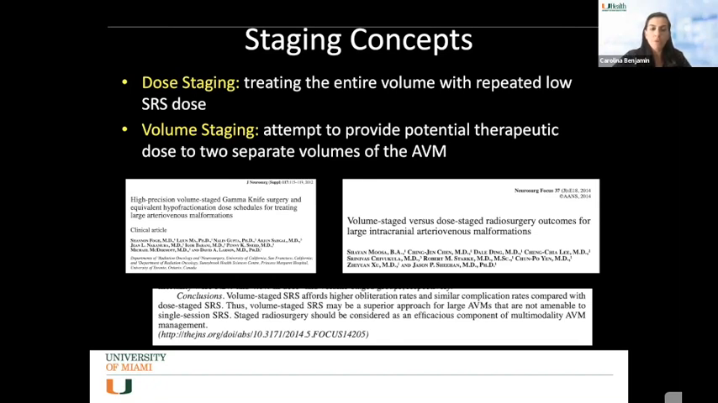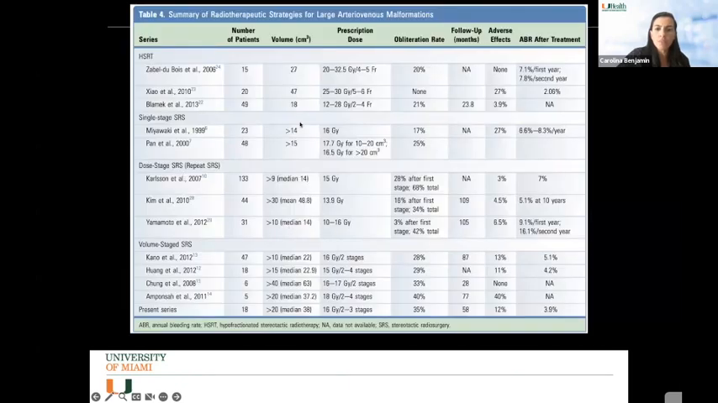So again, we don't really use this. I don't really use this dose staging. There tends to be plenty of data to support volume staging as opposed to dose staging, and these are some of the papers and studies to support that.